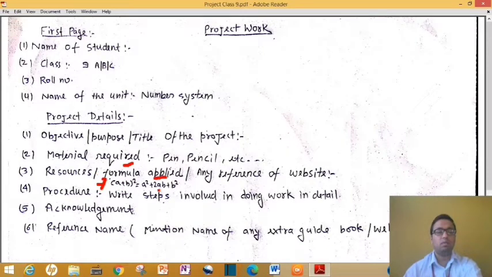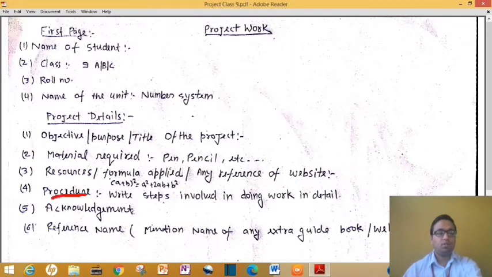Like for any particular project, if you have used (a plus b) whole square equal to a square plus 2ab plus b square, okay, or like that. If you have used any mathematical identity, that will come in this category, that is resource or tools which you have applied. If you are taking help of any website, okay, if any activity is given in a particular website and from there you have noted down, then you have to mention its reference also.